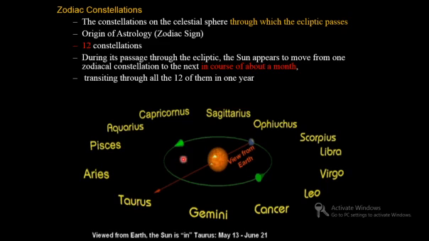Is that clear? So when you look from Earth onto the sun, you can see that the sun is along one particular constellation, and hence that constellation will not be visible. All other constellations will be visible. Then that period of the month will be called or named after the zodiac constellation Taurus. Okay, that happens between May 13 and May 21.